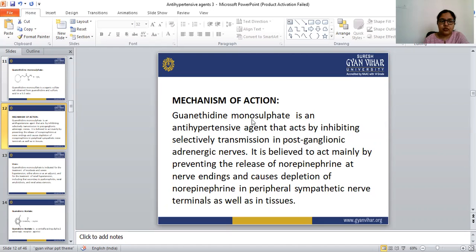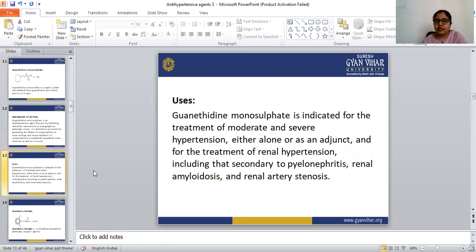Let's see the uses of guanethidine monosulfate. Guanethidine monosulfate is indicated for the treatment of moderate and severe hypertension, either alone or as an adjunct, and for the treatment of renal hypertension, including that secondary to pyelonephritis, renal amyloidosis, and renal artery stenosis.